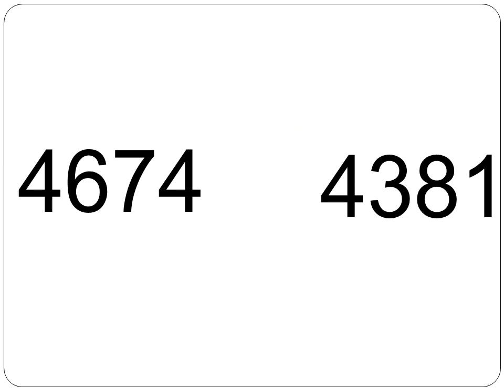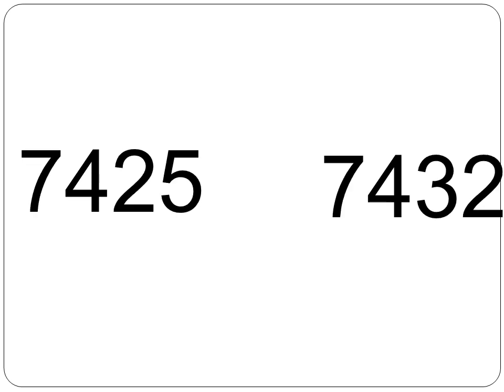Now let us find this. Here both the numbers have 4 digits. Let us compare the thousands digit. It is 4 here and again 4 here. Here you have to compare the number in hundreds place. So it is 6 and here it is 3. So 6 is greater than 3. So 4674 is greater than 4381.